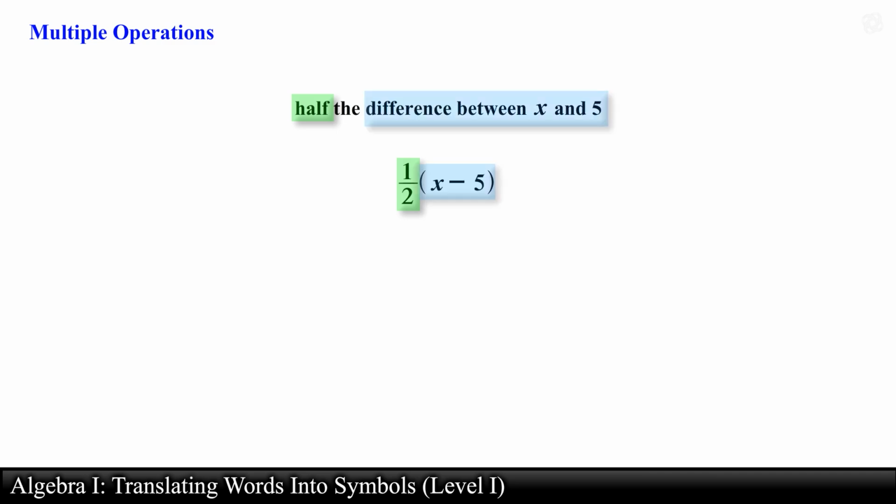In the same manner, the phrase half the difference between x and 5 contains a product because the phrase is denoting that we are taking a fraction part of a number. In this case, the number is the difference between x and 5, or x minus 5. Notice that we use grouping symbols, specifically parentheses, to group the number that is composed by the difference between x and 5.